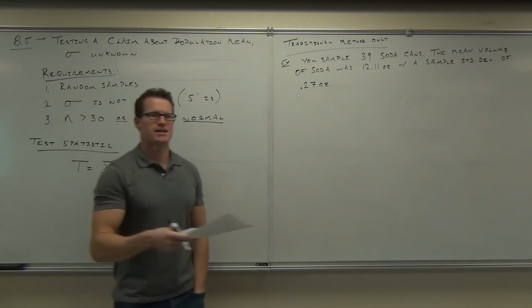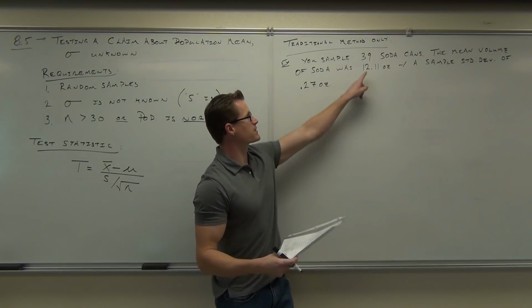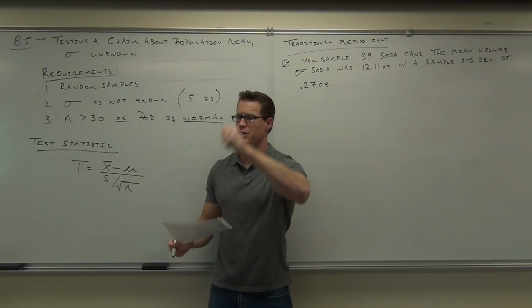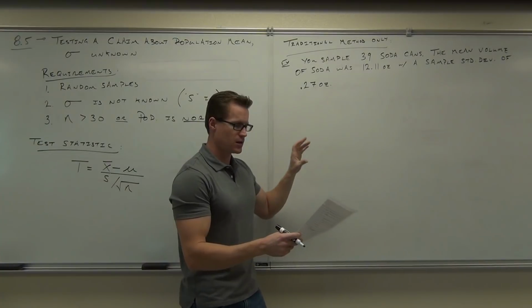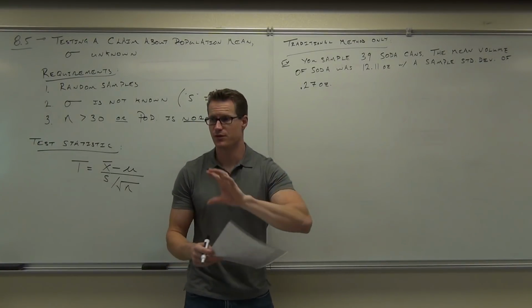What I want to do is test this guy's claim, because this guy said, well, wait a second, I know that this is more than what we should have, 12 ounces. So I'm going to test the claim that we are producing too much soda. So test the claim that the mean level of soda, mean volume of soda, is more than 12 ounces, what the volume that should be in a can.